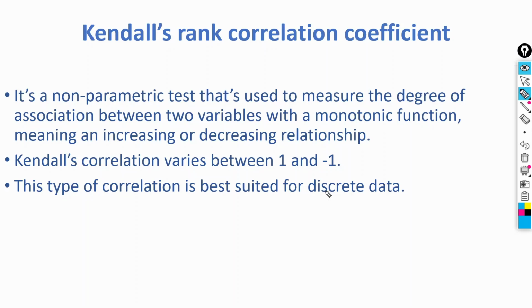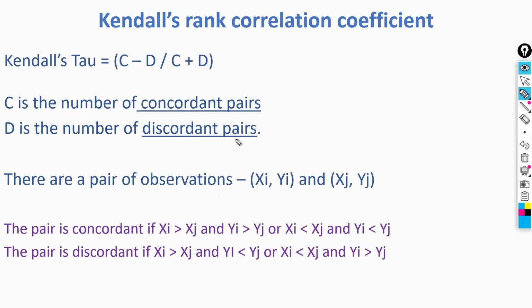So those are called discrete data. Now we'll check what is the formula we use. This formula we use to perform the Kendall's rank correlation coefficient: C minus D divided by C plus D. C is your concordant pairs and D is your discordant pairs. What are concordant and discordant pairs?